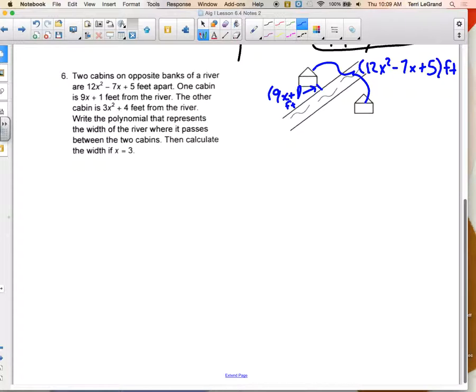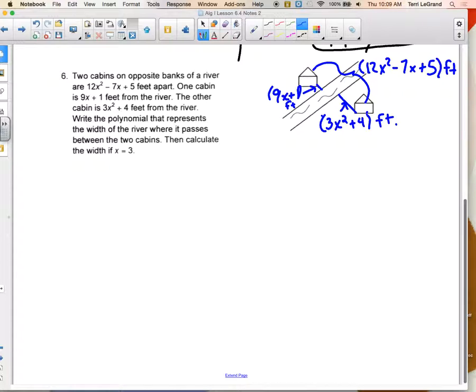Okay, what else do we know, Aaron? We know the minutes. I don't know. Noah, what else do we know? Isn't it, the second cabin is 3x squared plus 4 from the river? Okay, so this other cabin is 3x squared plus 4 feet away from the river, okay?